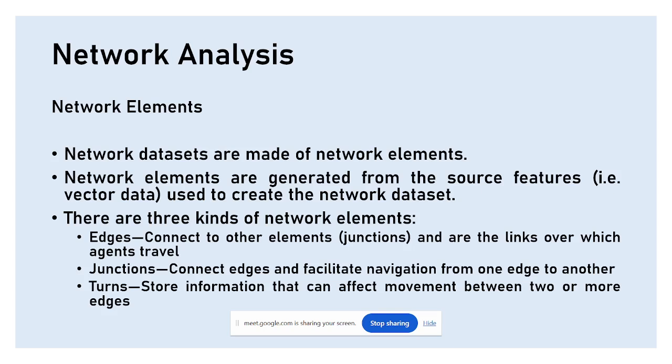So the main three kinds. You have to remember, if you're asked what are the three kinds of network elements or how many network elements are there, the answer is three. And what are those? We have edges, we have junctions, and we have turns. So edges connect to other elements and are the links over which agents travel. And junctions connect edges and facilitate navigation from one edge to another. And turns store information that can affect movement between two or more edges.